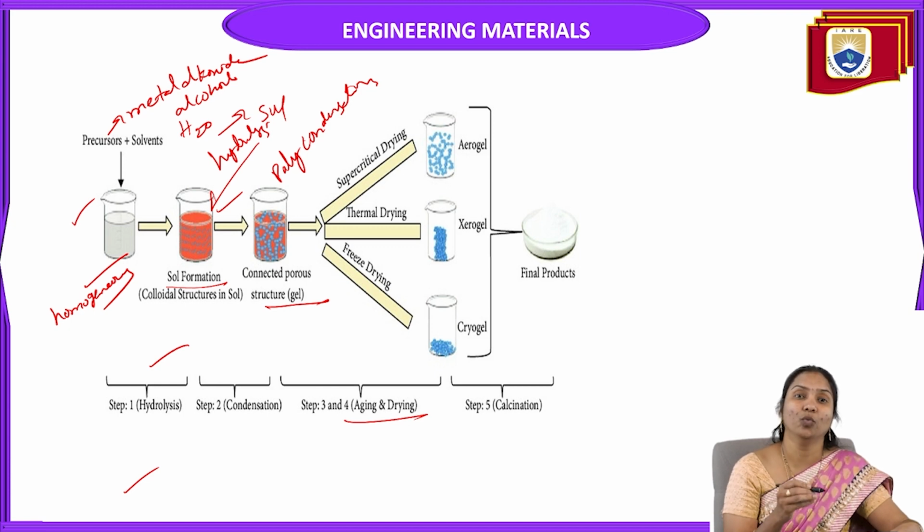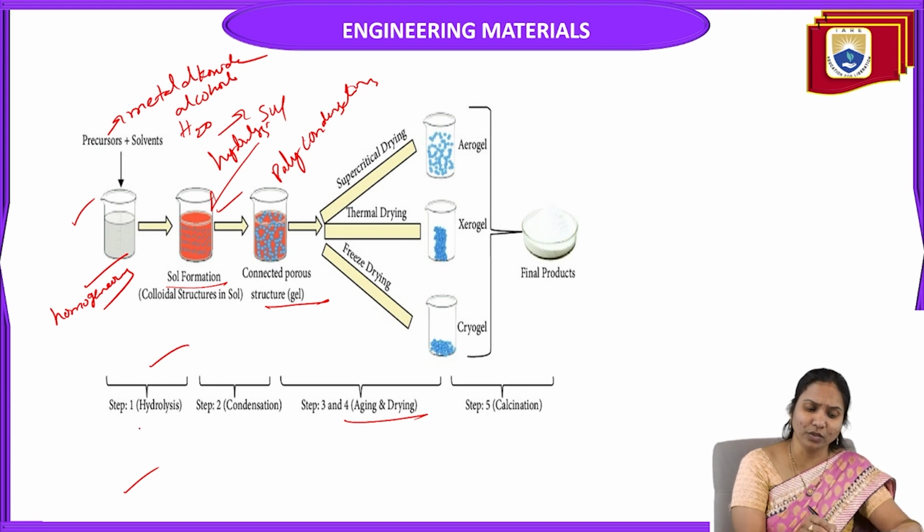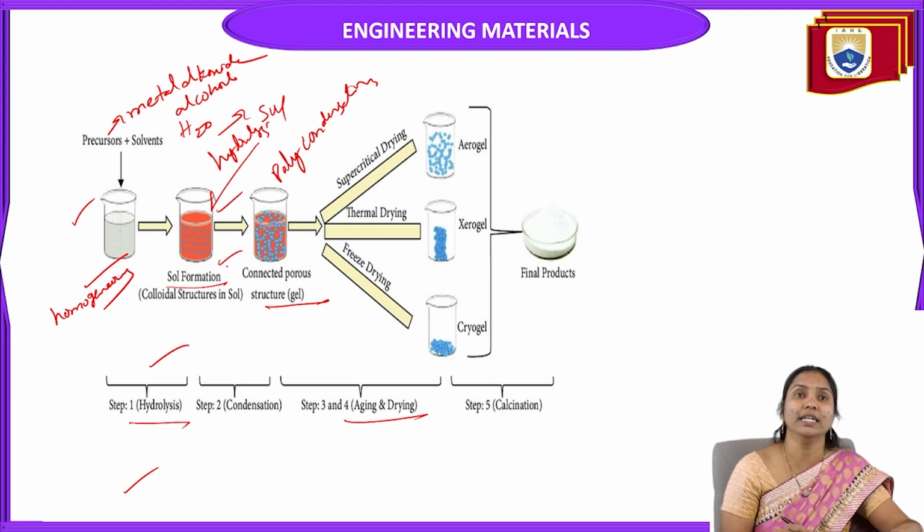Then we are adding water. So it is hydrolysis, step 1. Then it forms a sol. It is a colloidal structure in the sol, that means the water and alcohol. It is a colloidal structure formed via hydrolysis. This is a sol preparation.